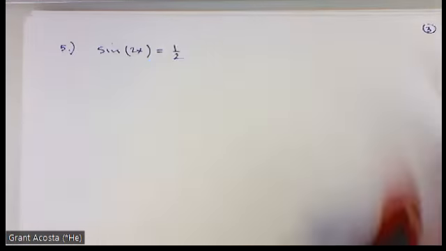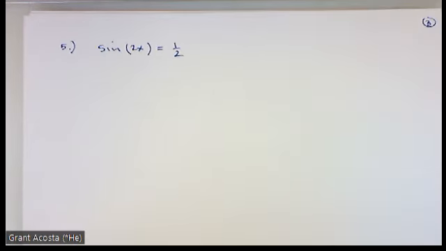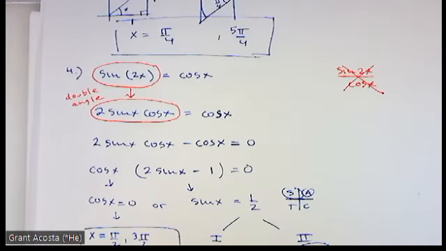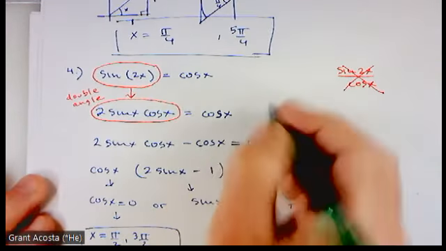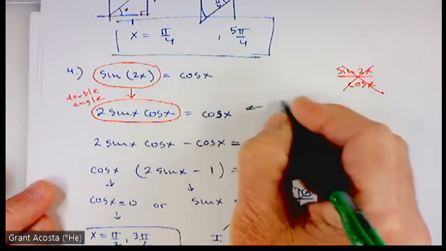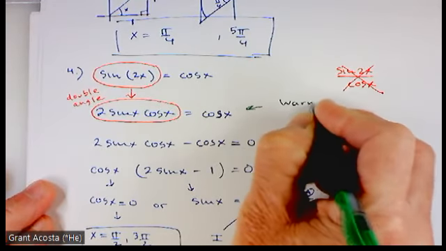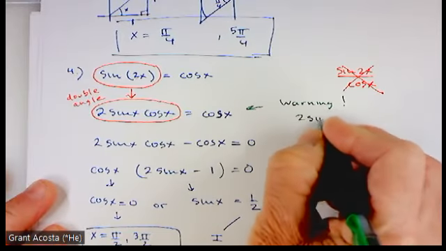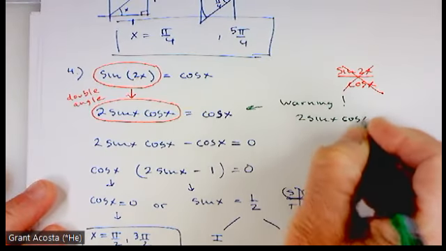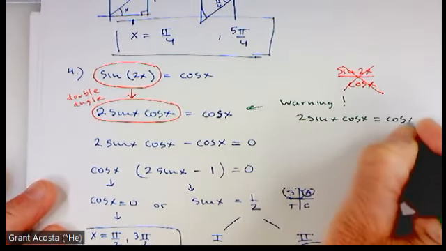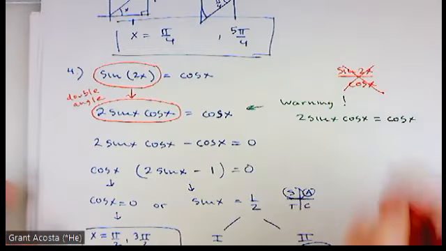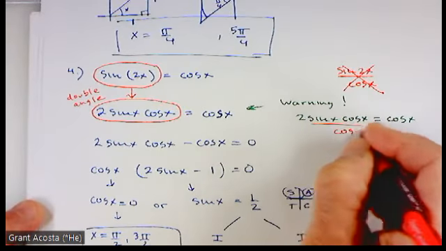Okay, a couple more. Oh, I said I was going to make a comment. Let me go back to this one here. Okay, watch out on this one. I'm going to highlight this step here. I said warning, maybe watch out. What you don't want to do here, it's very tempting to do this when we're at this step, is to say, oh, why don't I just divide both sides by cosine?